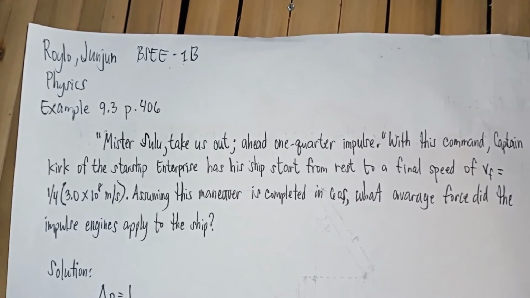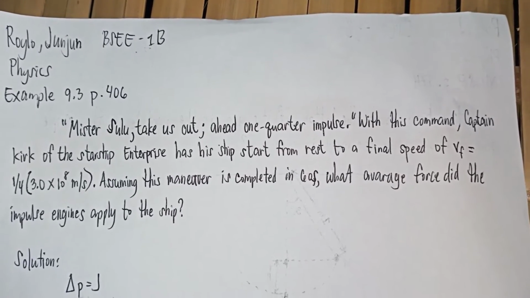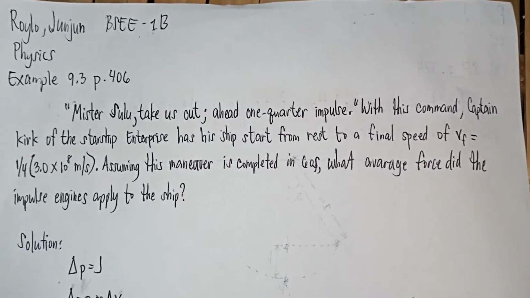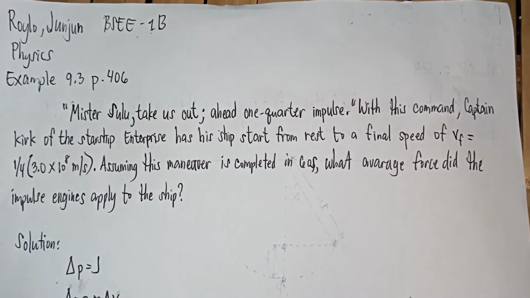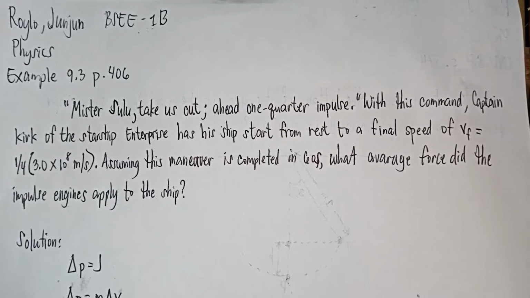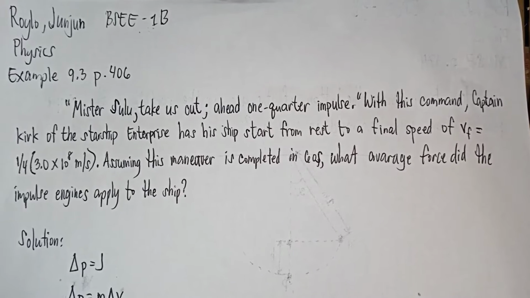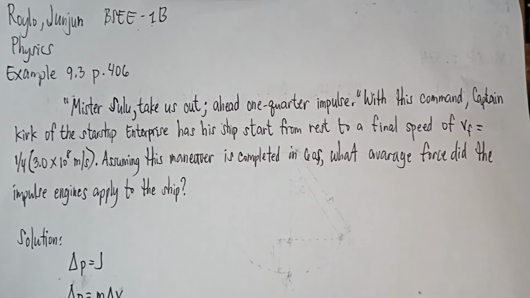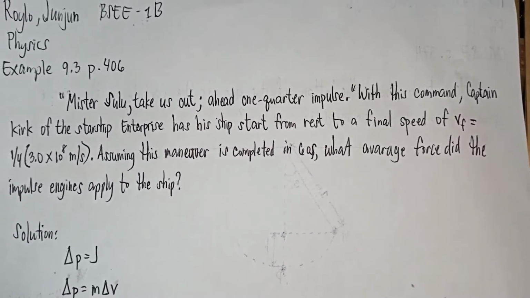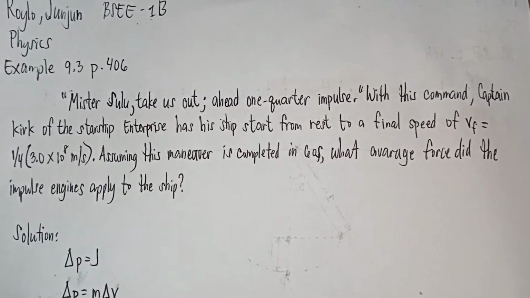Example 9.3, page 406. "Mr. Sulu, take us out ahead 1/4 impulse." With this command, Captain Kirk of the Starship Enterprise has his ship start from rest to a final velocity equal to 1/4 times 3.0 times 10 to the power of 8 meters per second. Assuming this maneuver is completed in 60 seconds, what average force did the impulse engines apply to the ship?